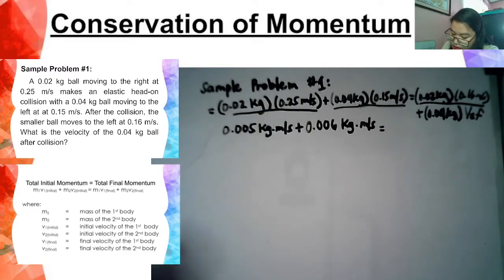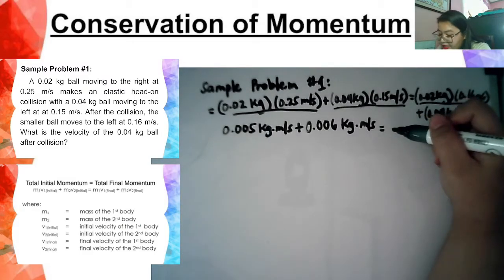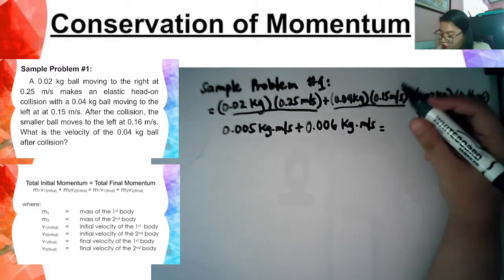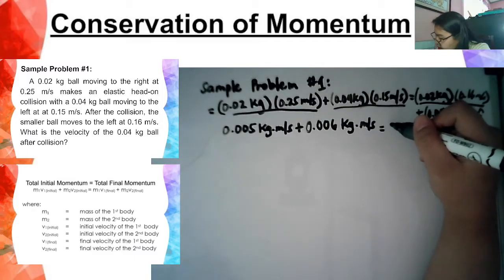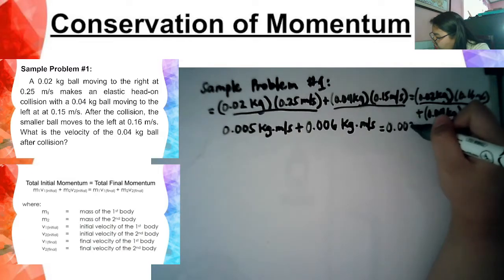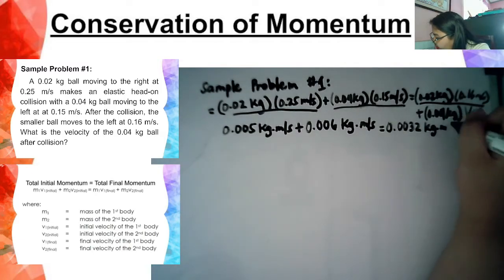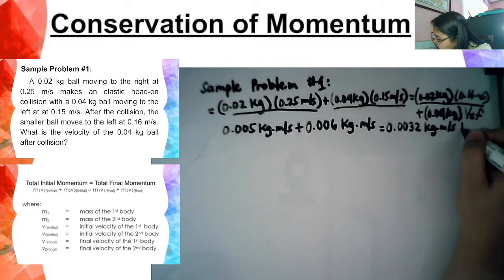0.02 times 0.16. So, you will get, again, dahil sobrang liit ng mga values, kokopyahin natin yung lahat. Wala tayong i-round off, okay? 0.0032. So, same unit, which is kilogram meter per second. Plus, kokopyahin nyo lang ulit ito.